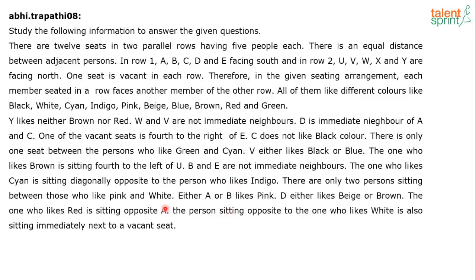And here are all the clues given to you, like Y likes neither brown nor red, W and V are not immediate neighbors, D is immediate neighbor of A and C, one of the vacant seats is 4 to the right of E, C does not like black color, there's only 1 seat between the persons like green and cyan and so on. Okay, remember when you're solving such questions, it's very important.